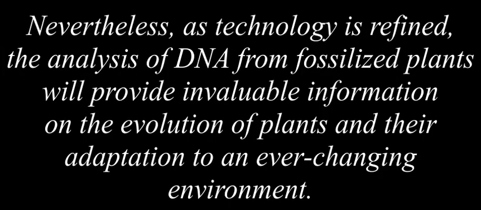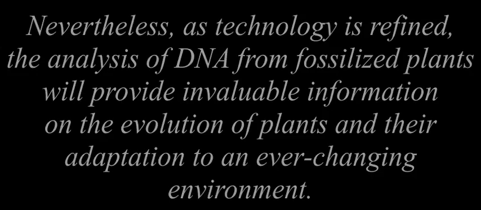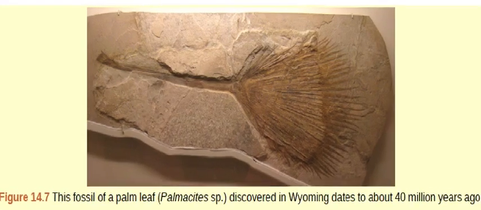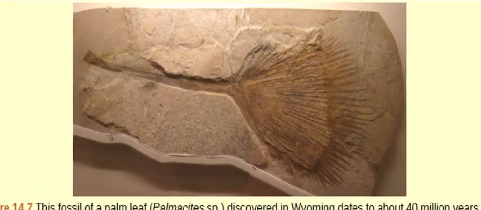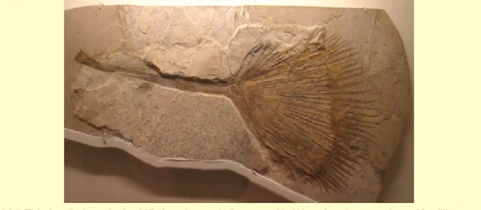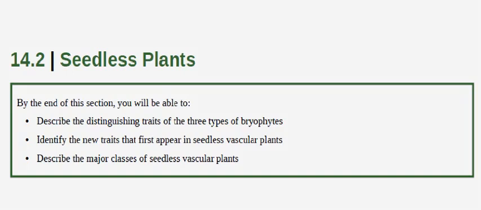Nevertheless, as technology is refined, the analysis of DNA from fossilized plants will provide invaluable information on the evolution of plants and their adaptation to an ever-changing environment. Figure 14.7. This fossil of a palm leaf, Palmacites species, discovered in Wyoming dates to about 40 million years ago. Now on to seedless plants.